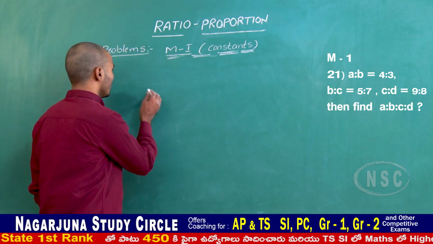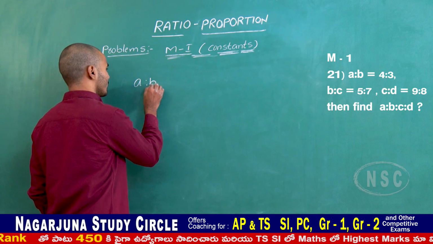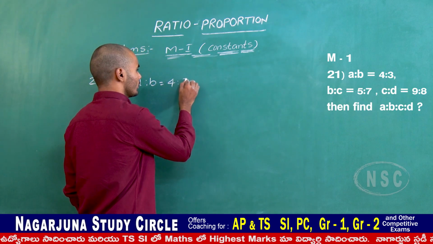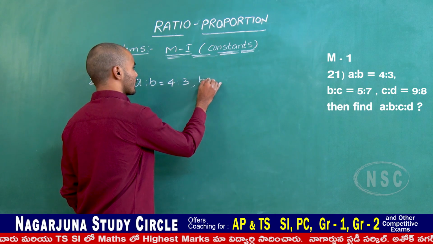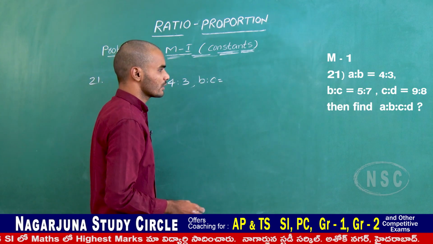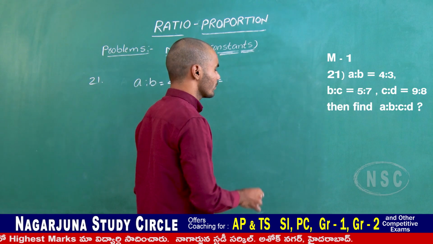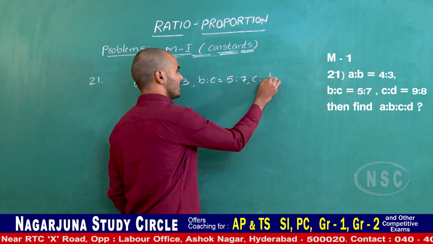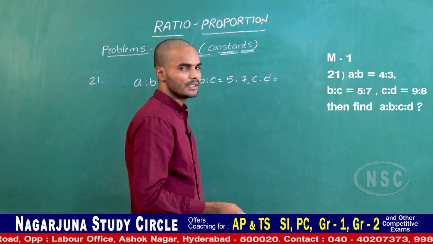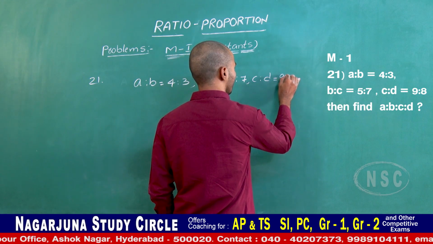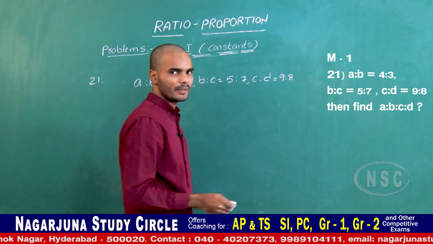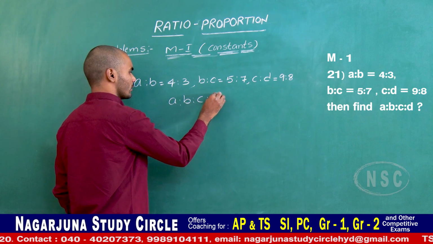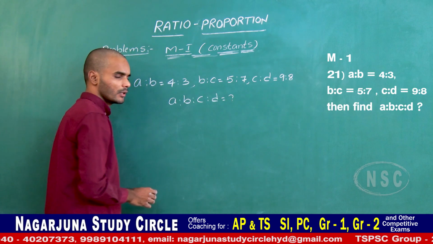The given data is A is to B is equal to 4 is to 3, and B is to C is equal to 5 is to 7, and C is to D is equal to 9 is to 8. Then find the ratio of A, B, C, D. So A is to B is to C is to D is equal to question mark.